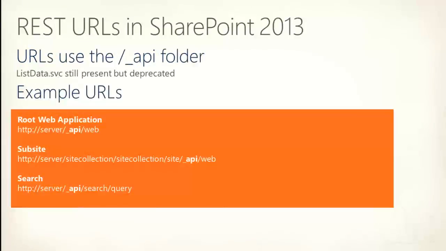To do that, we use the API folder, _api that is. And listdata.svc is still around, but it is deprecated. And so here's a couple examples down below. For example, to get the root web application and get info about it, you do server name/_api and then /web. And then you can append things onto it like /lists and things like that. And also a search down there, which we're going to use as well. And once you kind of learn how to query it one way, you can pretty much jump to any of these other services, and the code to get data in and out is very, very similar.